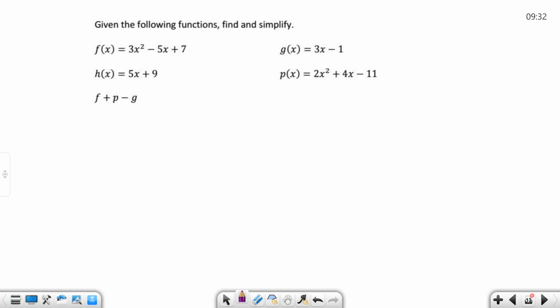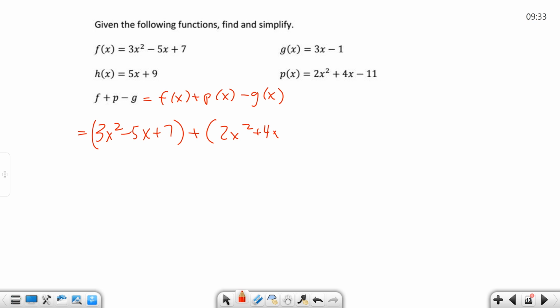And then here, I just wanted to give you one that was kind of crazy. F plus P minus G. Really? Okay. So this is going to be f of x plus p of x minus g of x. So it's going to be f of x is 3x squared minus 5x plus 7, plus p, 2x squared plus 4x minus 11, minus g is 3x minus 1, but that's got to go in parentheses. Right? So again, I love to do this vertically.